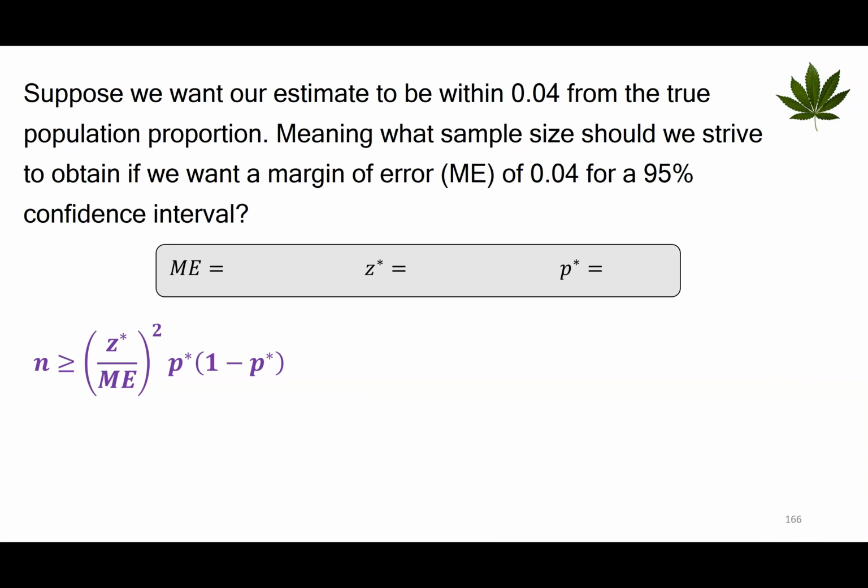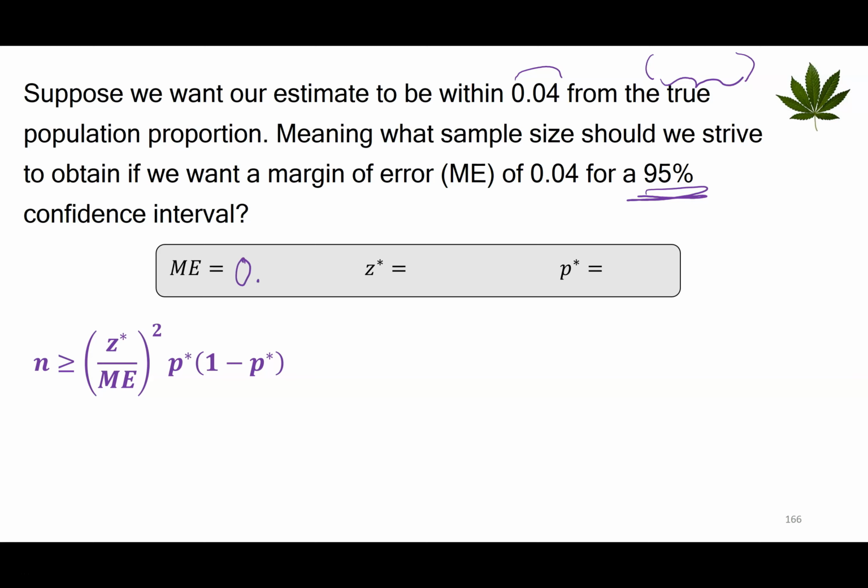So throw back to our marijuana example. Suppose we want to have our estimate within 0.04 from the true population proportion. So ultimately, that's saying we want our width here to be no more than 0.08 total. So that's going to be as wide as our interval can possibly get. And we want to have a 95% confidence interval. So how big of a sample size are we going to need? What's the minimal sample size we can get away with here?